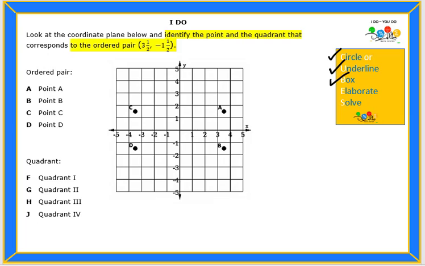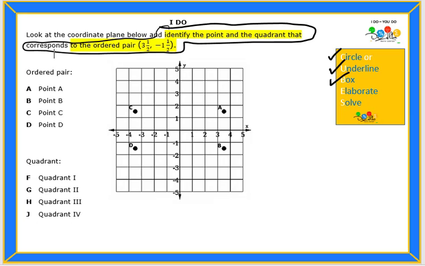Next, we box our question. Identify the point and the quadrant that corresponds to the ordered pair of 3.5 and -1.5. Then we elaborate. Identify the point and the quadrant. So we're looking for the ordered pair and the quadrant.